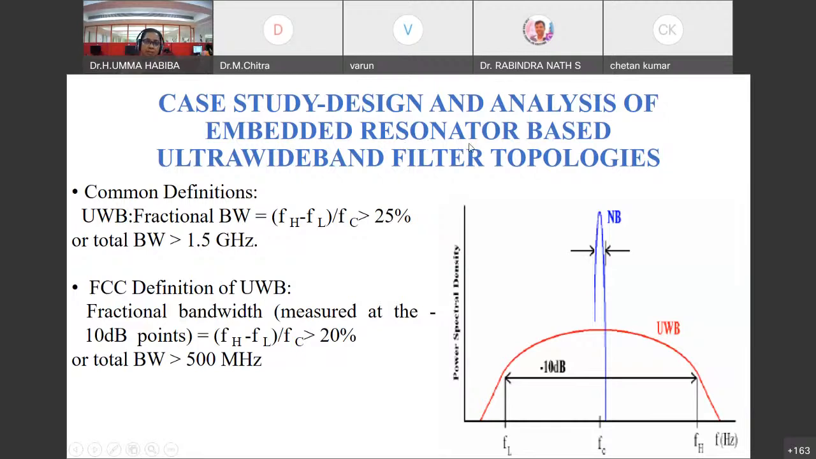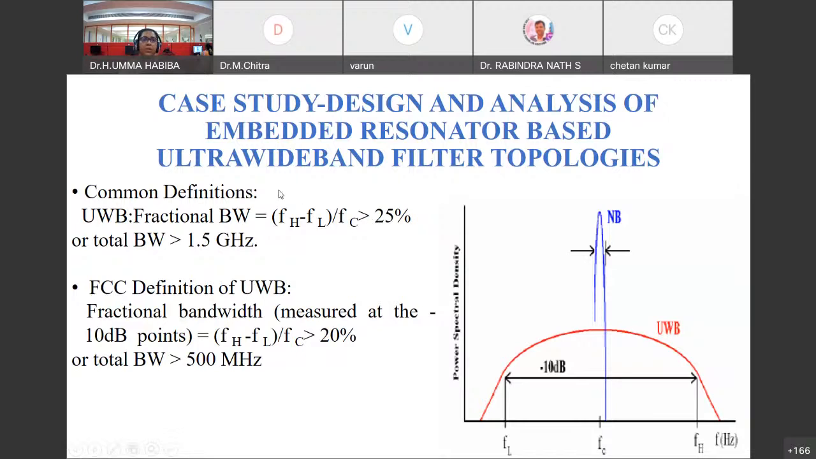Basically, a resonator is a frequency selective circuit. So we used many resonator structures for designing these ultra wideband band pass filter topologies. This topic deals with the work we have done, the analysis we have done, the design we have done, the concepts we used, and what may be the final outcome. It gives all the details. Like that, we need to frame the topic for our research according to our plan, our aim, and our output.